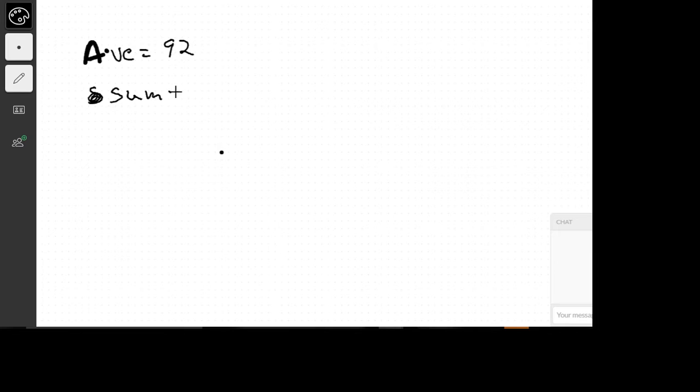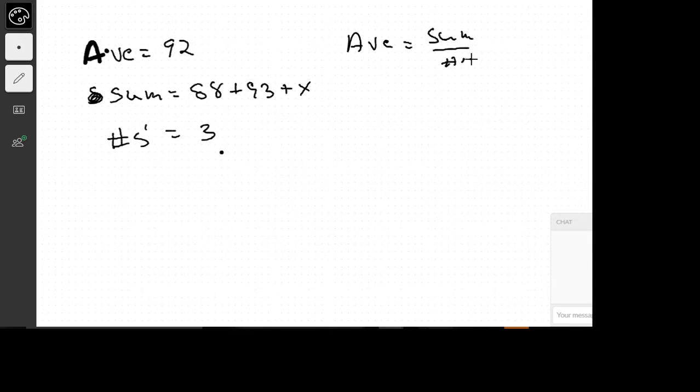So we have the sum, and that was 88 plus 93 plus x. And then we have the number of numbers is 3. And then the average is equal to the sum over the number of numbers. So instead of writing the equation this way, I'm going to write it this way. If I have the number of numbers times the average, then it's equal to the sum.